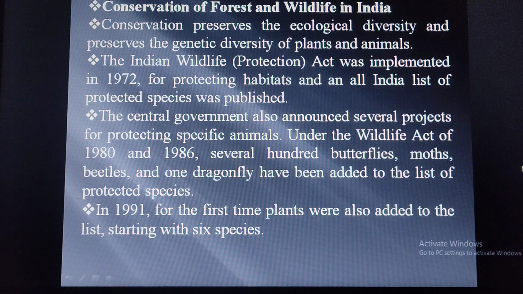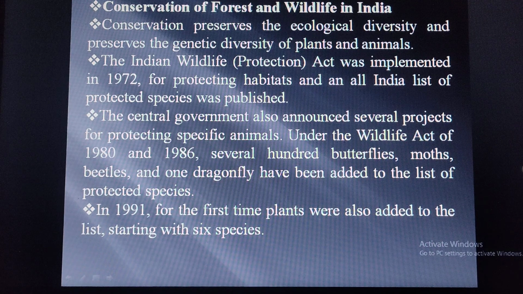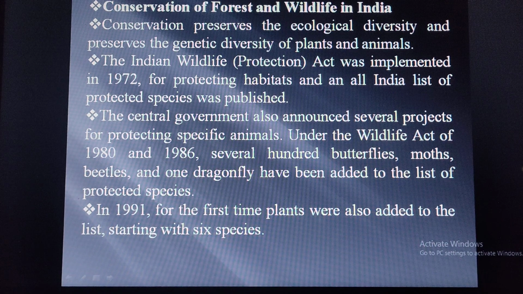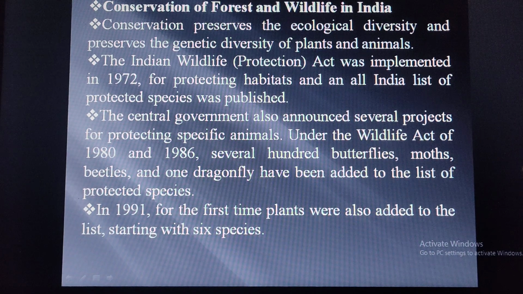The Indian Wildlife Protection Act was implemented in 1972 for protecting habitats, and an all India list of protected species was published. The central government also announced several projects for protecting specific animals. Under the Wildlife Act of 1980 and 1986, several hundred butterflies, moths, beetles and one dragonfly have been added to the list of protected species.